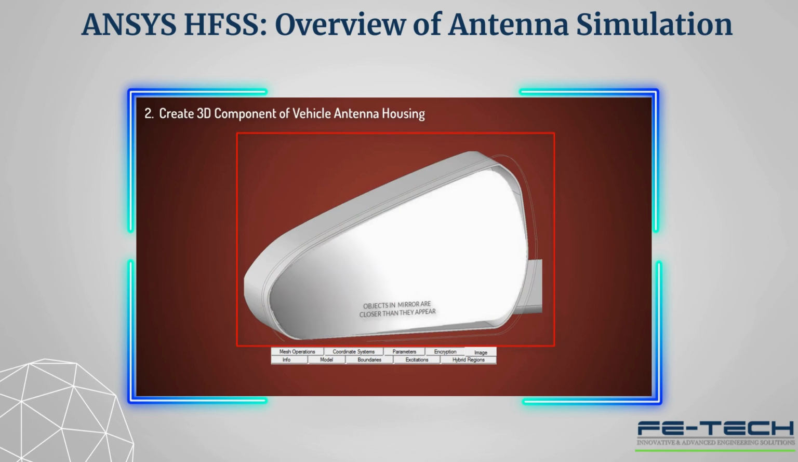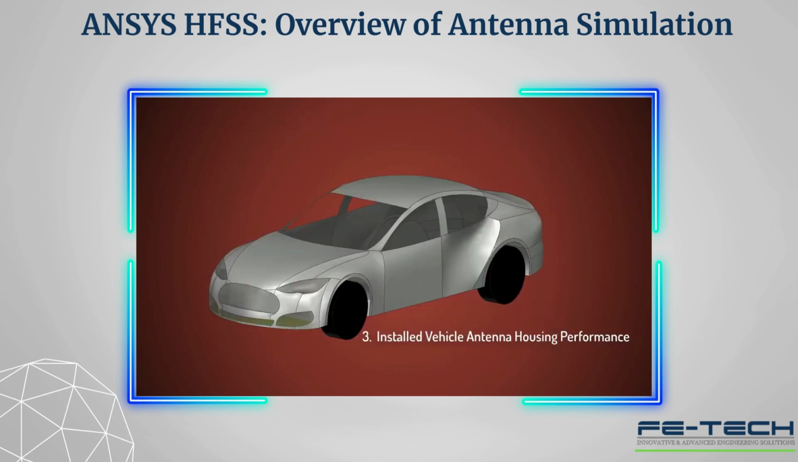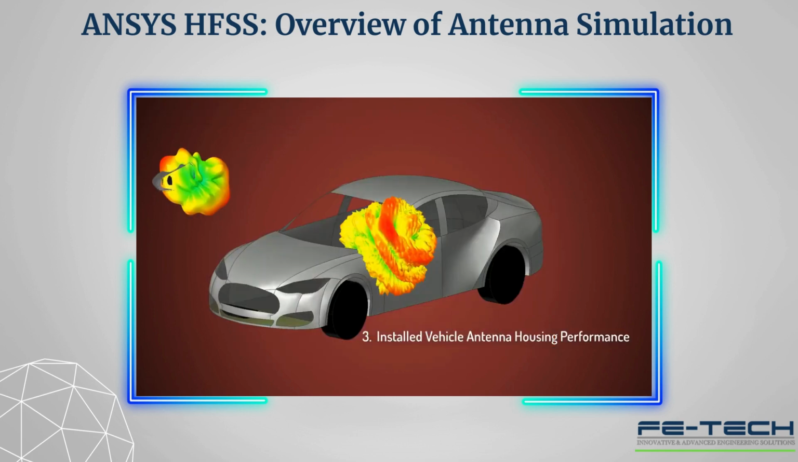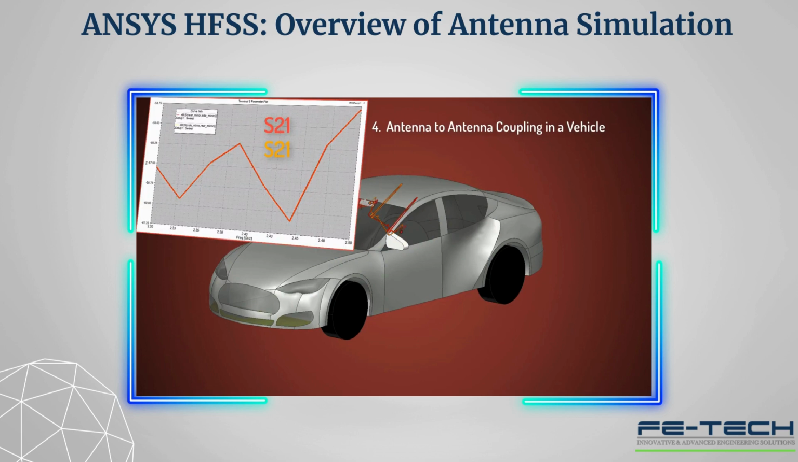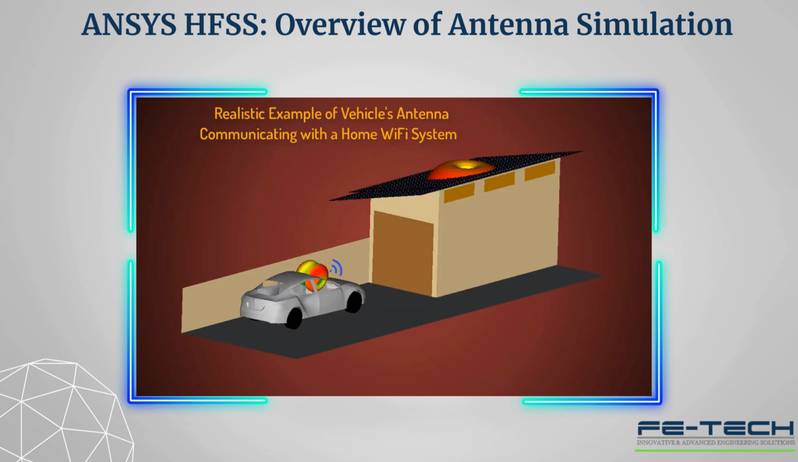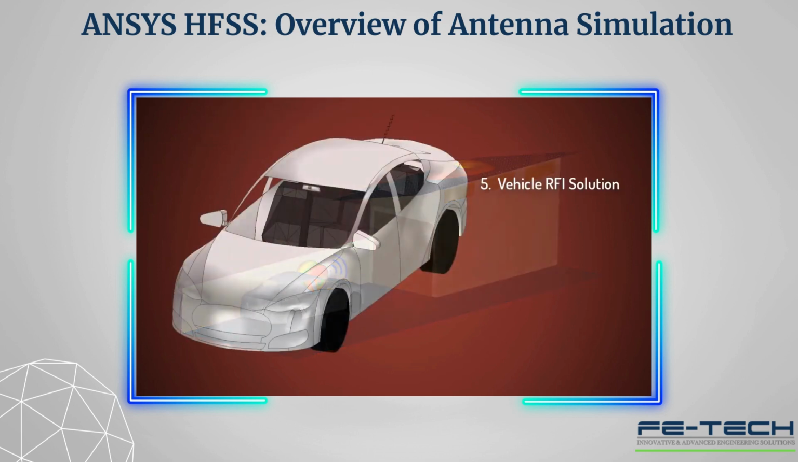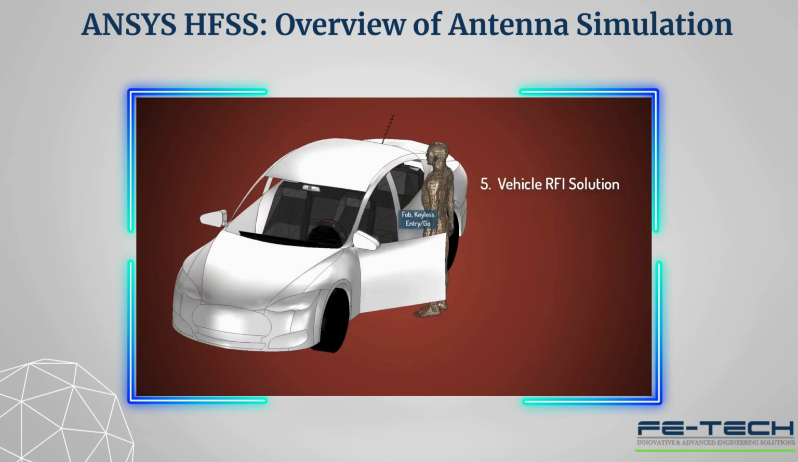We'll add this 3D component to the car body and study the effects of scattering by the car body. Next, we'll import additional antenna models into the car and perform antenna-to-antenna coupling analysis. At this stage, we'll extend our analysis to a realistic scenario wherein the antenna on the car communicates with a home Wi-Fi system. Antenna-to-antenna coupling can lead to interference between onboard RF systems.